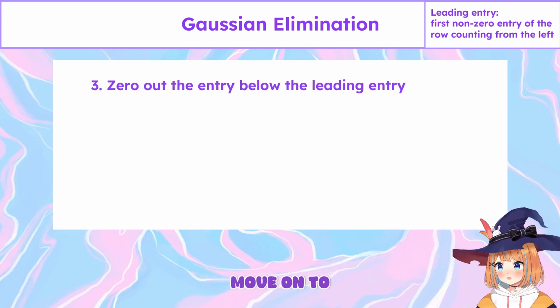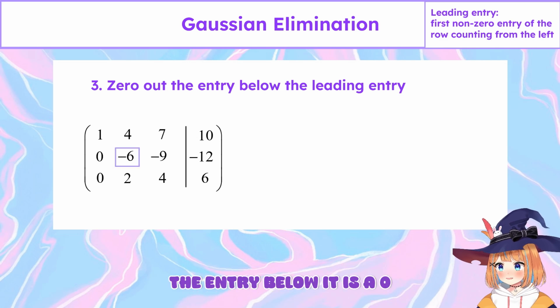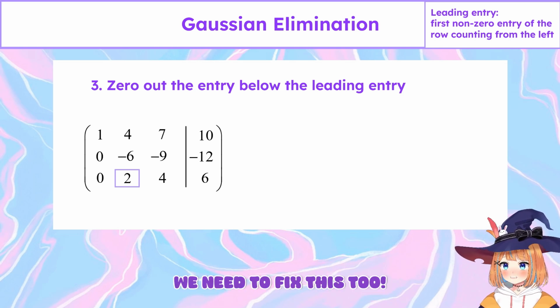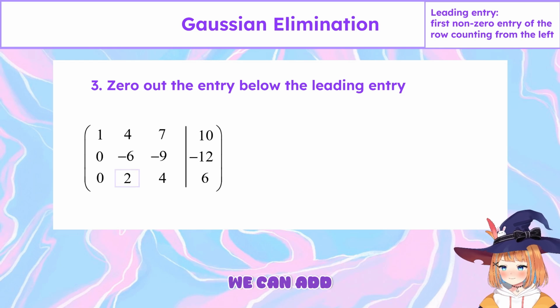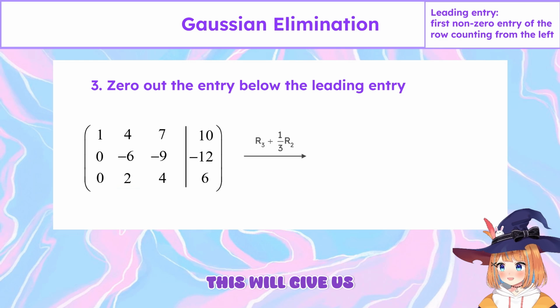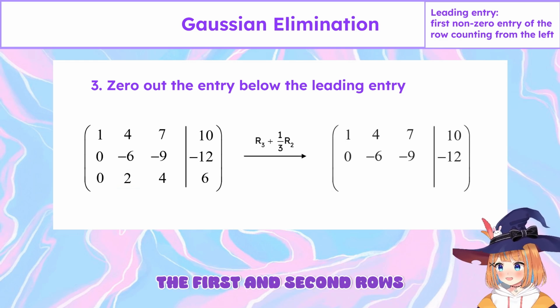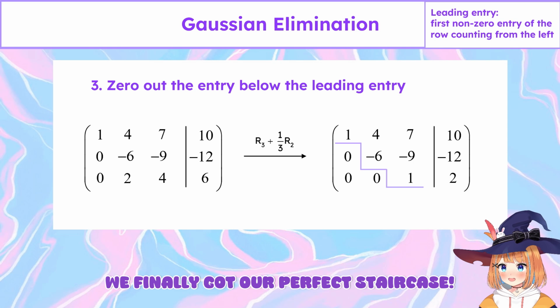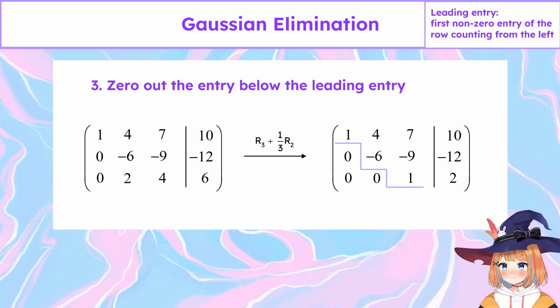We still have to move on to the next leading entry and check if the entry below it is a 0. Here it is, as below it, there's another number that's not 0. Oh no, we need to fix this too. We can add 1/3 times of row 2 to row 3. This will give us the following matrix. The first and second rows remain unchanged, but the third row will now contain the entries 0, 0, 1, and 2. Phew, we finally got our perfect staircase.